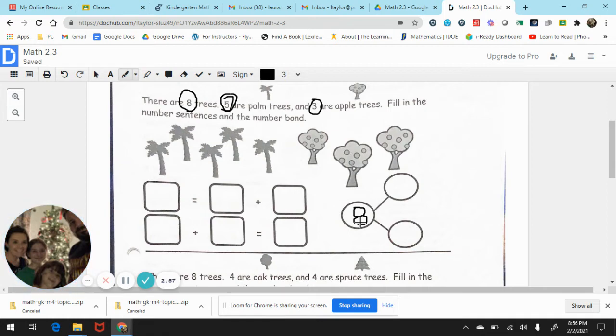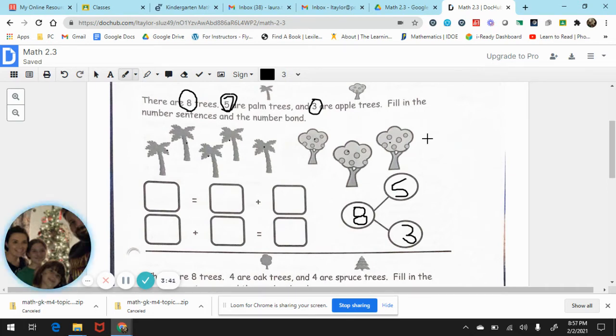There are 8 trees. 5 are palm trees, and 3 are apple trees. Fill in the number sentences. Well, that was pretty easy, right? It told us what the numbers were. We had 8, which was the whole number, 5 palm trees, 1, 2, 3, 4, 5, and 3 apple trees, 1, 2, 3. And if you just wanted to check to make sure that there's actually 8, that's okay. That's probably a good idea. So let's start with 5. 5, 6, 7, 8. Good job, friends.